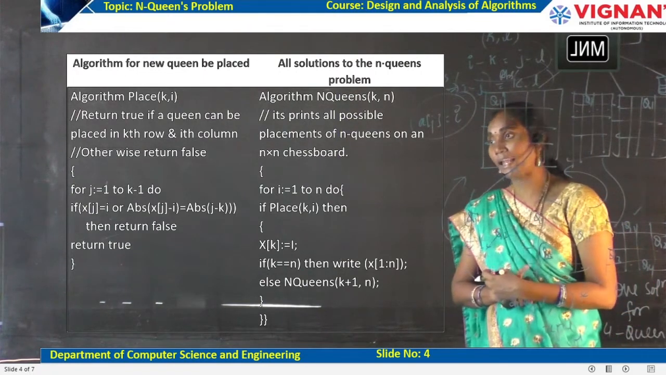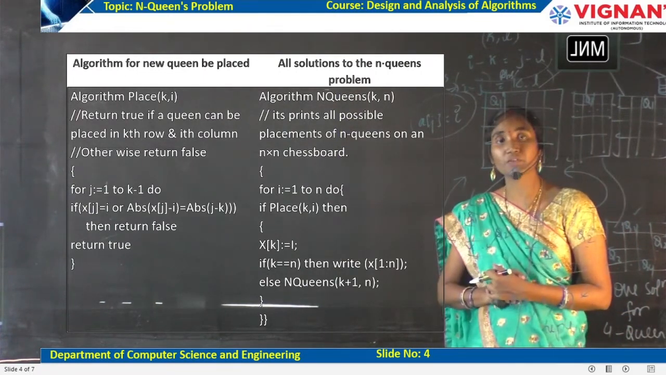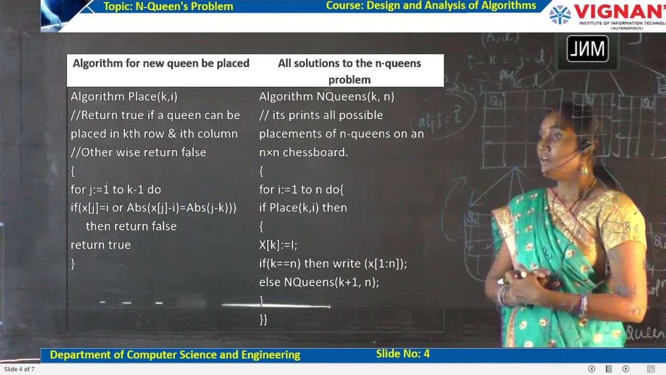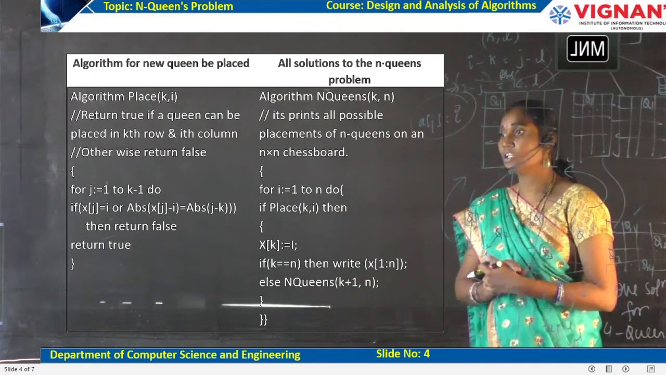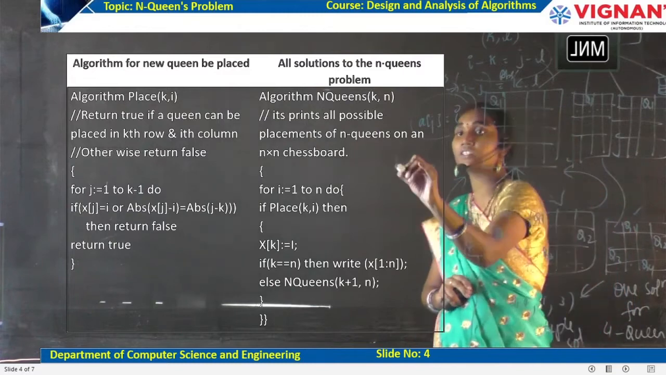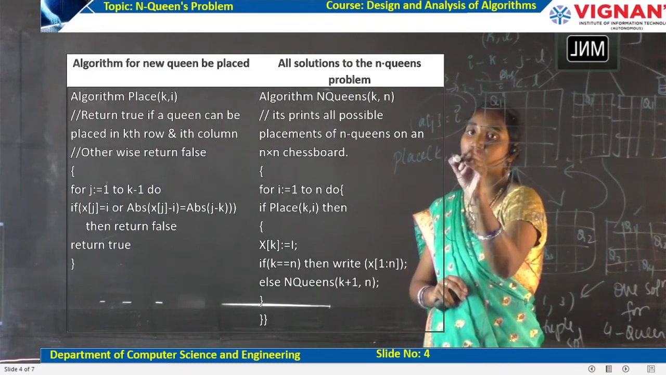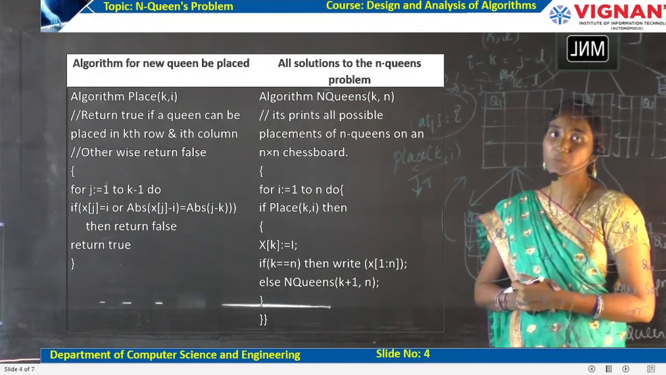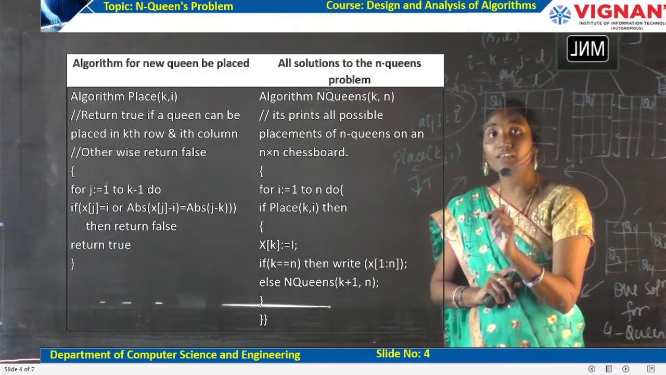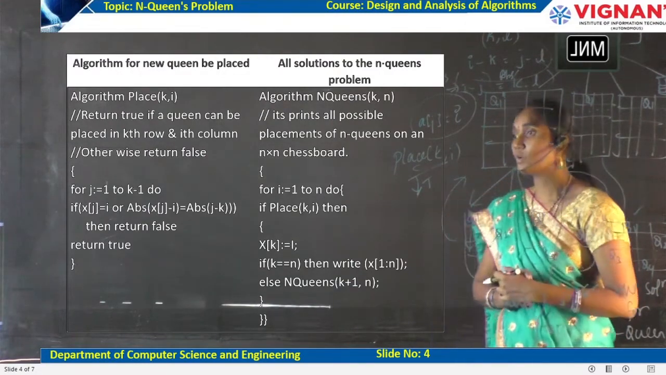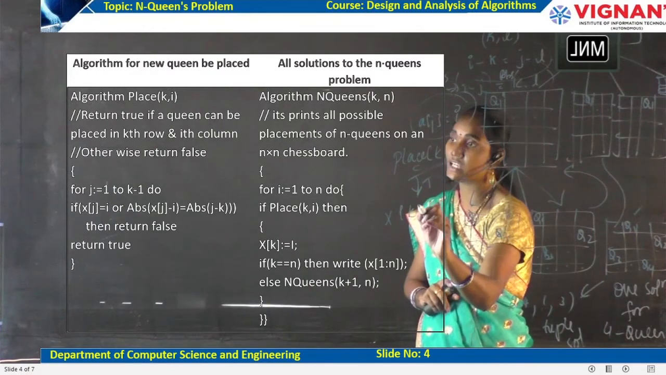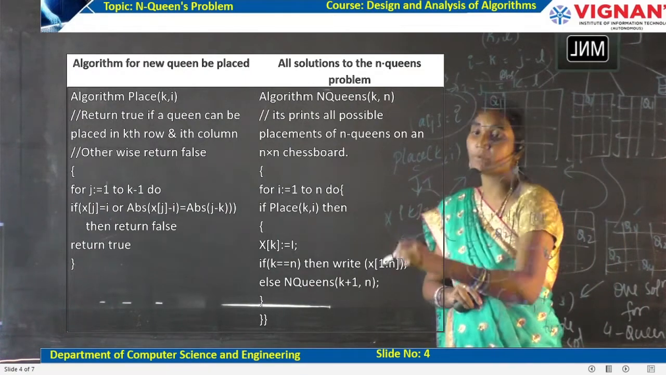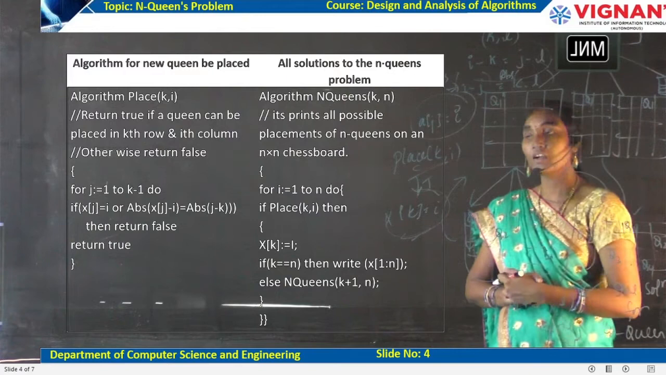Now the N Queens algorithm is used for finding the solution, that is the tuple solution, right? For i equal to 1 to n, if Place of k comma i results in true, which means I can place that queen, then I can simply add this queen to the solution. That's why I write x of k is equal to i, the corresponding column value.